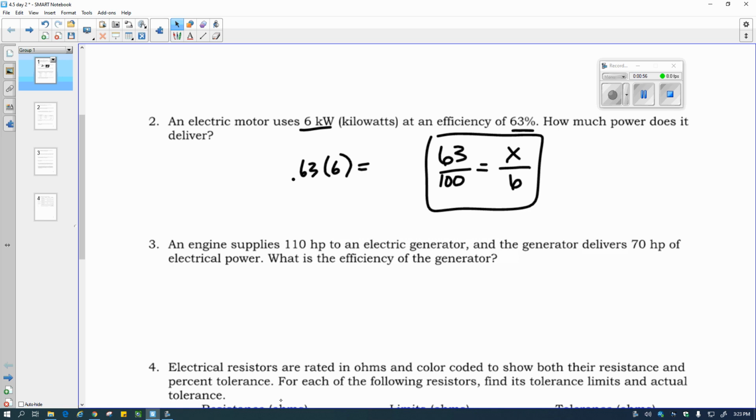And so I would say that this is 3.78 kilowatts of power.